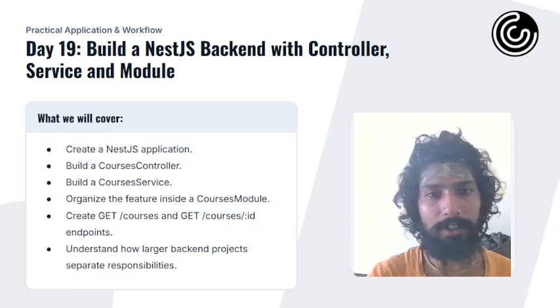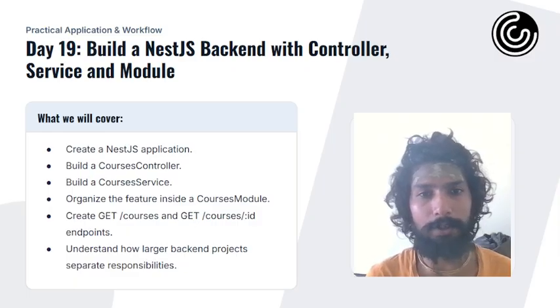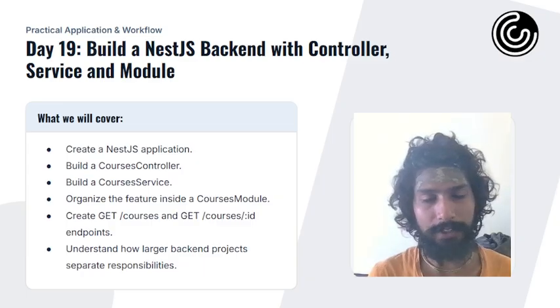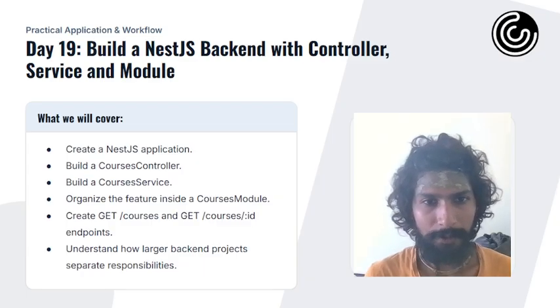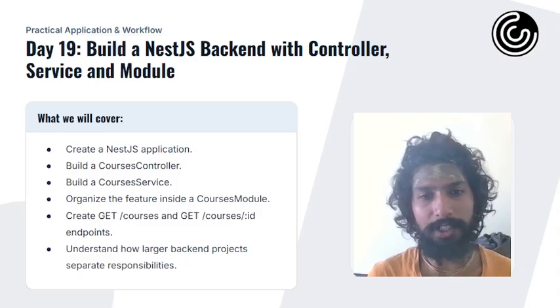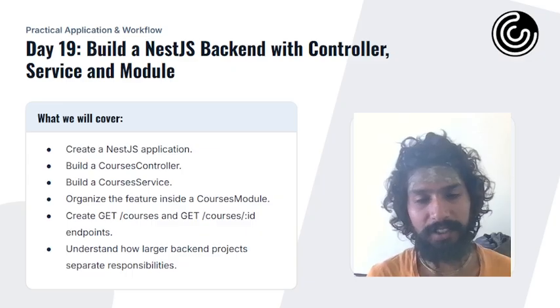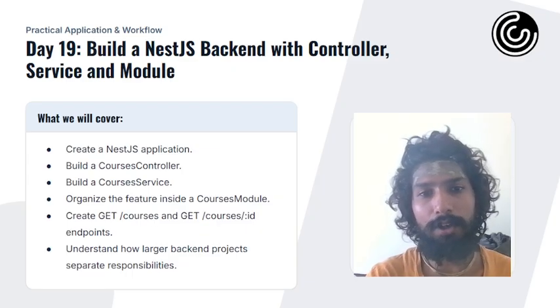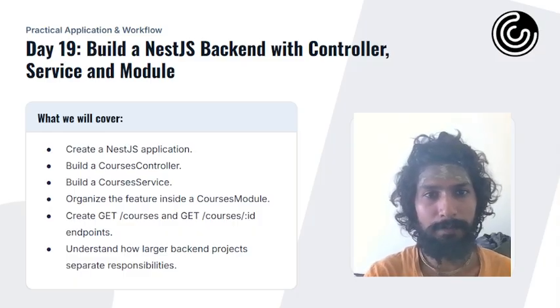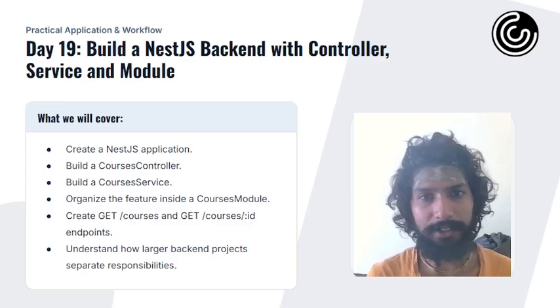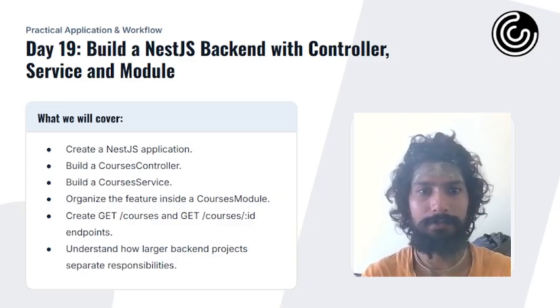We are going to create a simple courses API with two endpoints, GET /courses and GET /courses/1. But our main goal is not just to make these endpoints work. Our goal is to understand how enterprise backend applications organize their code. Before writing code, let us understand three important words.